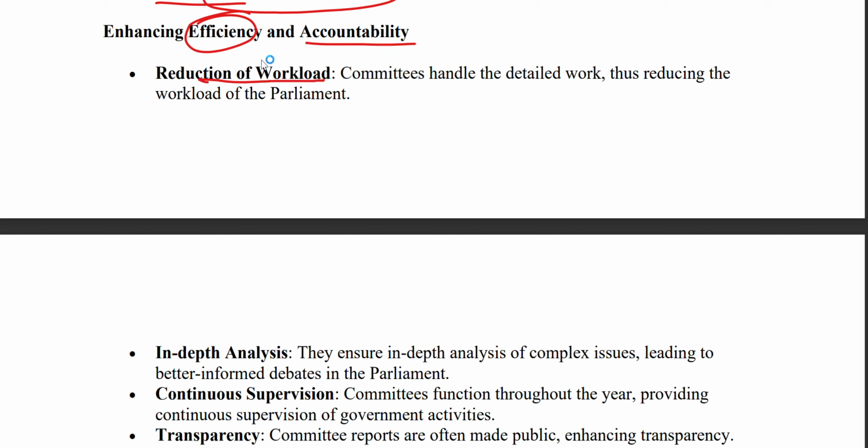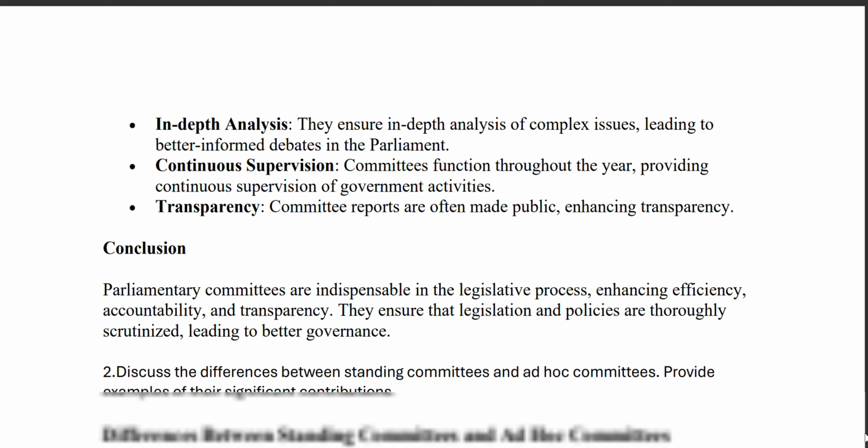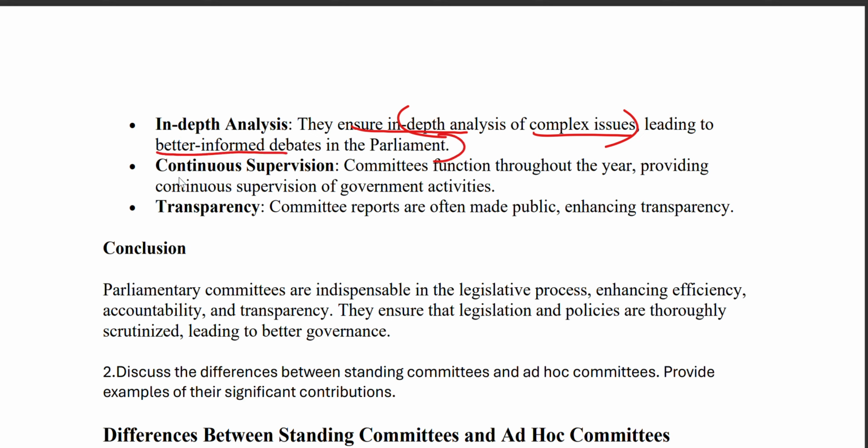Reduction of the workload: committees handle the detailed work, thus reducing the workload of the Parliament. In-depth analysis: they ensure an in-depth analysis of complex issues, leading to better informed debates in Parliament. Continuous supervision: committees function throughout the year, providing continuous supervision of government activities. Transparency is ensured: the committee reports are often made public, enhancing transparency.